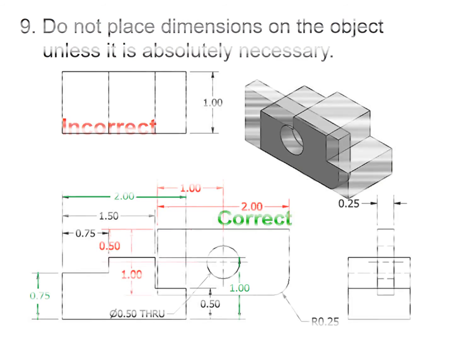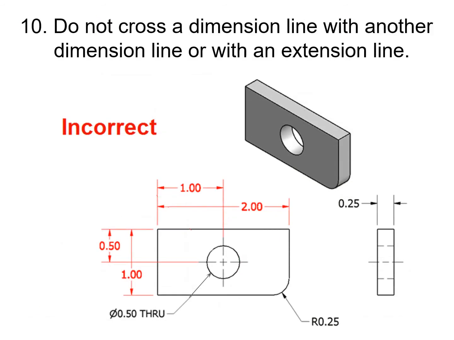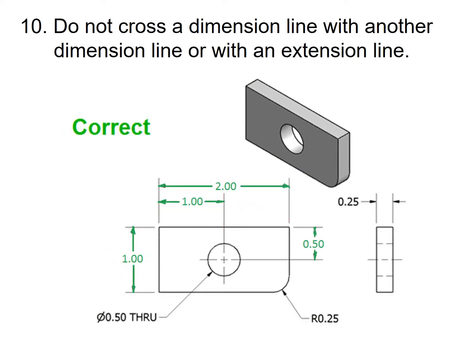Number 10, do not cross a dimension line with another dimension line or with an extension line. As you'll see with the 1 inch and the 2 inch and the 0.5 and the 1 inch, they cross each other and it just brings about some confusion. So you would obviously want to pull those out so that the shorter one is closest to the object and the longer ones are above that.